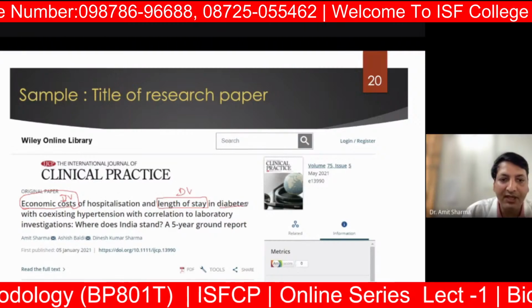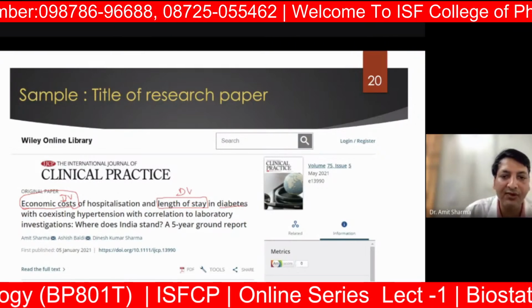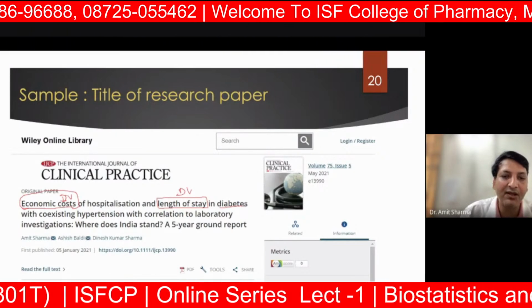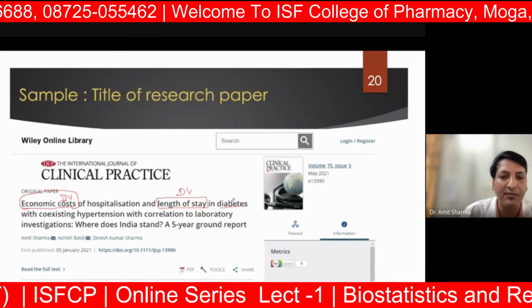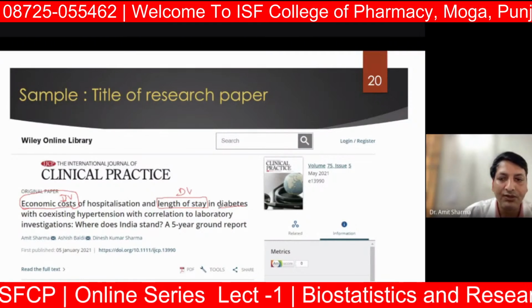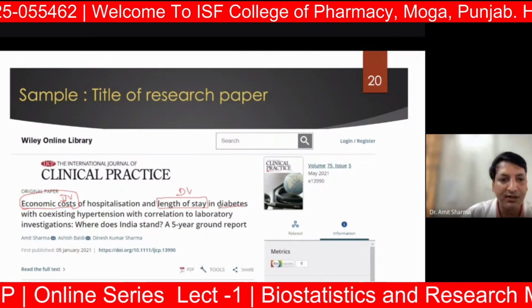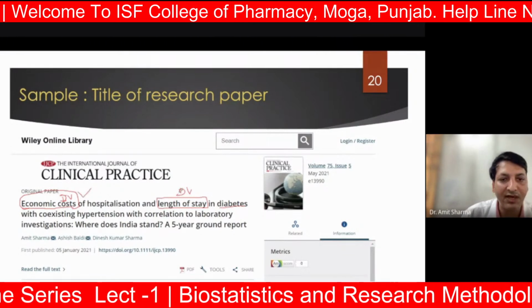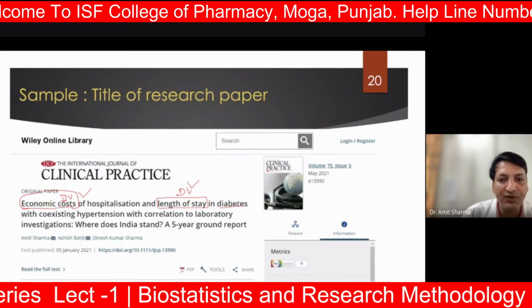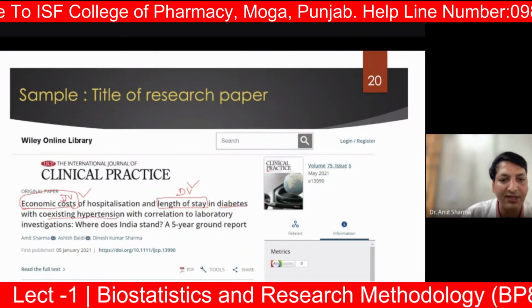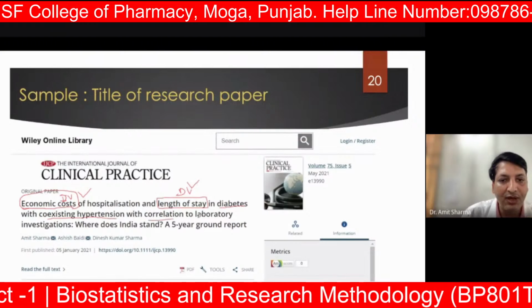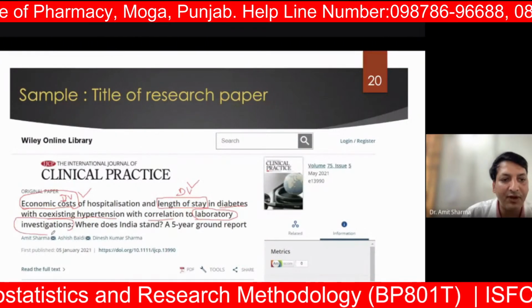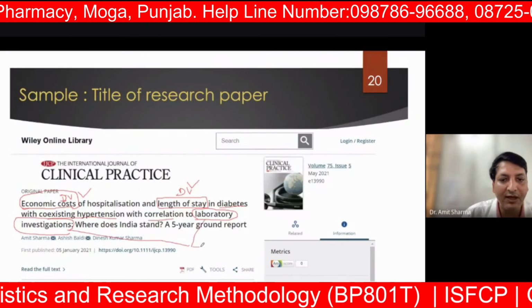The population was the same and the study was the same, but from the same study I have carried out more than 7 to 8 papers on different variables. The study was the same. So you can see on the slide that I have taken two different dependent variables. One is economic cost and the second one is length of stay. The population was the same, diabetes with coexisting hypertension, in correlation to laboratory investigation. This laboratory investigation was the independent variable.